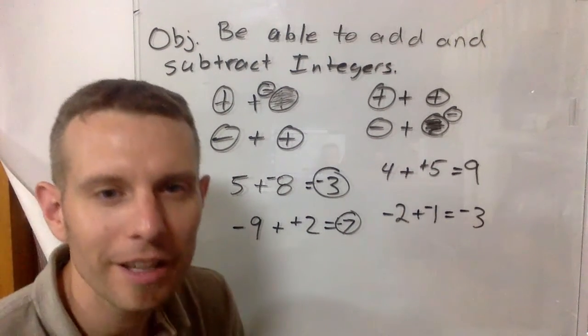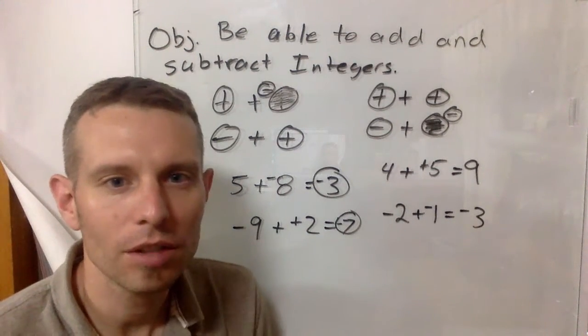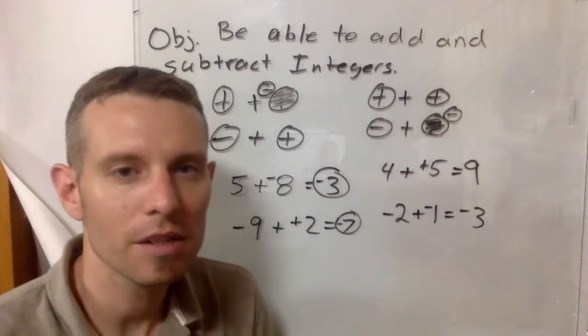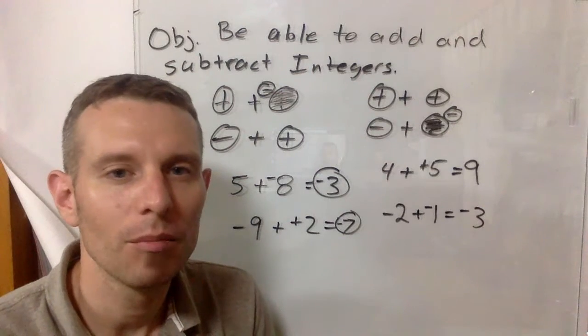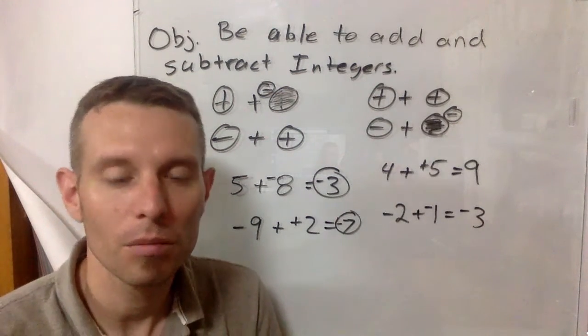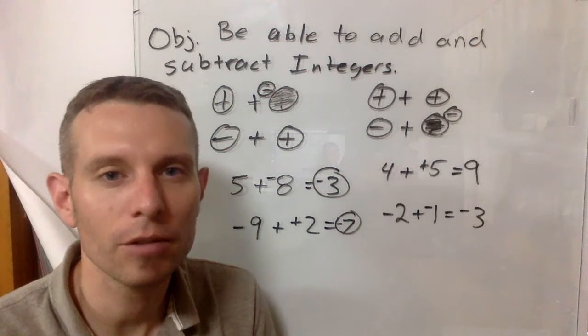Okay, so that is basically how to add and subtract integers. I'm going to let you decide what a summary is here, and try to condense that if you can into maybe 1 or 2 sentences, or maybe a chart or something like that for your notes.